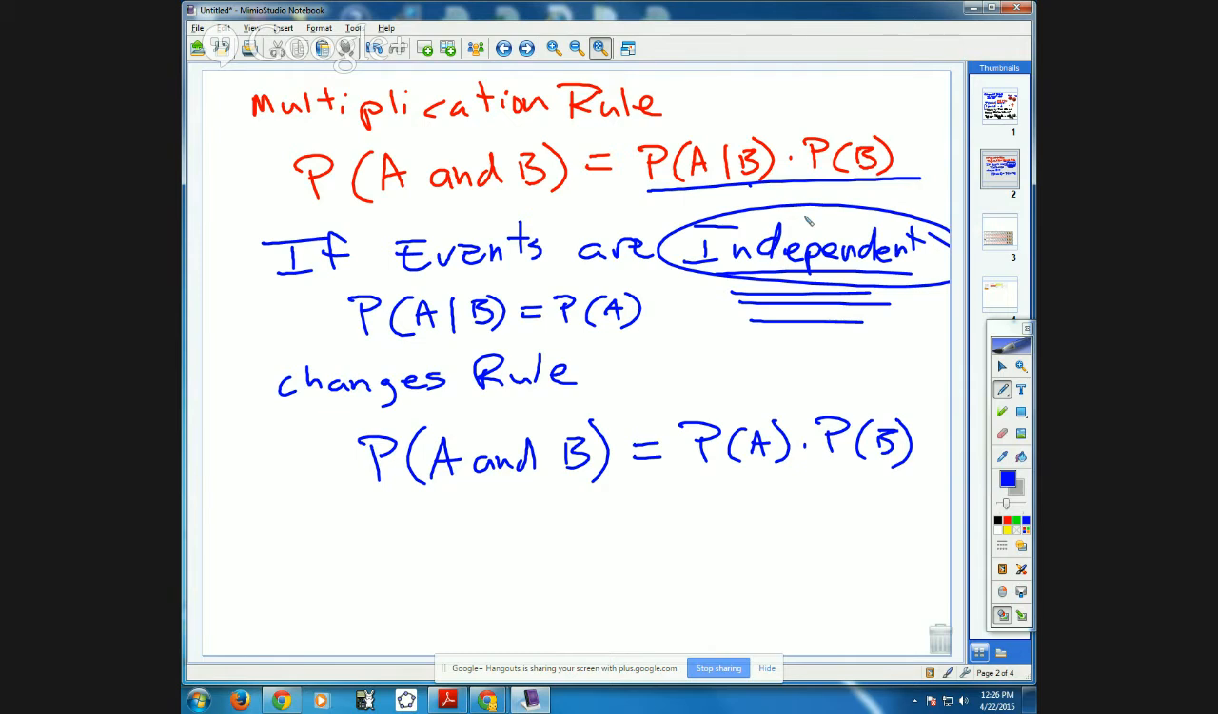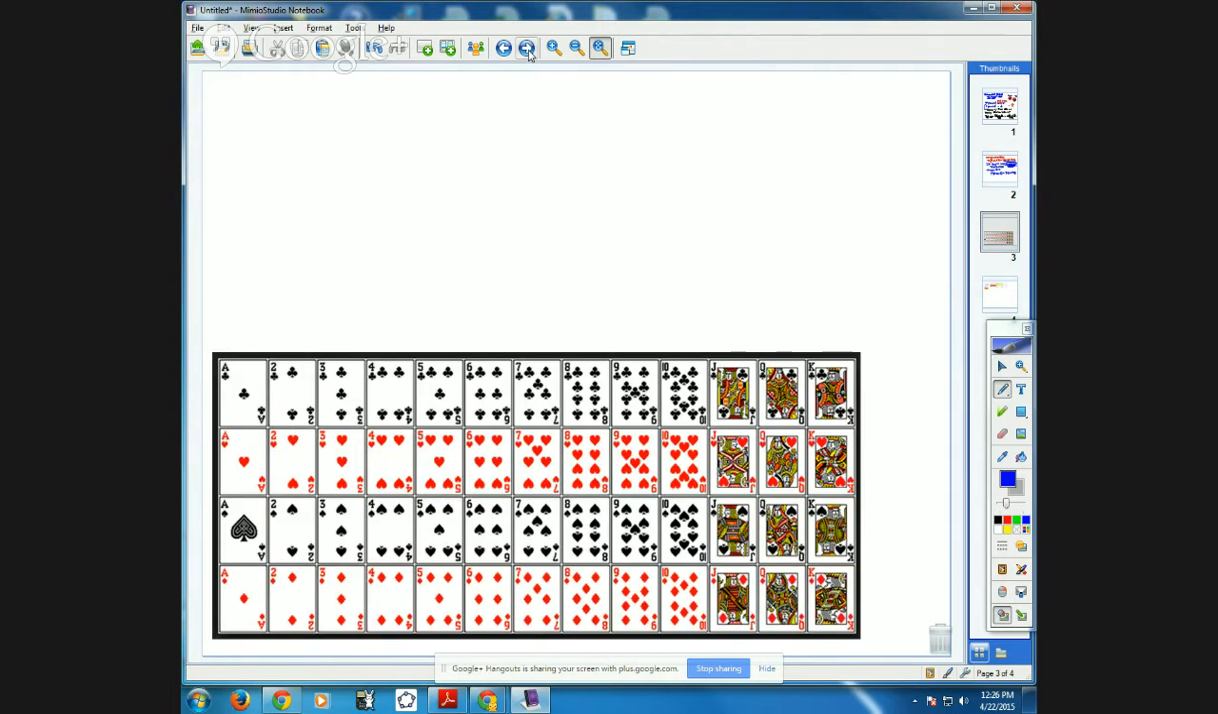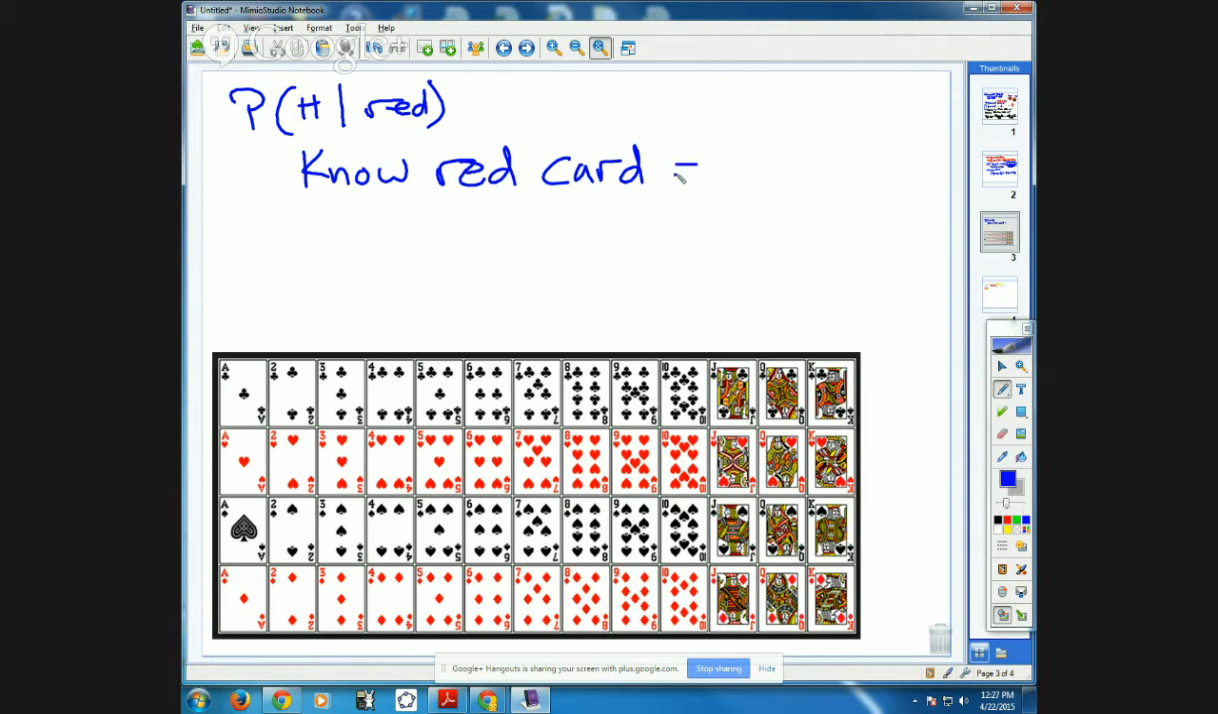So let's look at another example. Let's suppose we're playing cards again, and I want to find the probability of getting a heart, knowing that I have a red card. We have a couple of different ways to do that. I could just consider counting. I know I have a red card, so that knowledge completely changes the universe I deal with. If I know I have a red card, that means there are 26 cards to deal with.